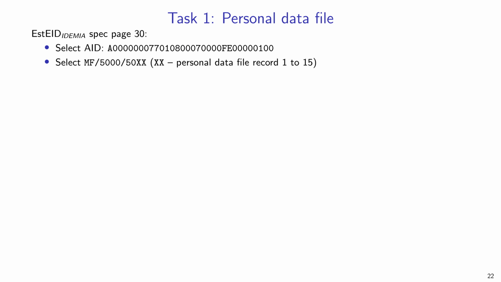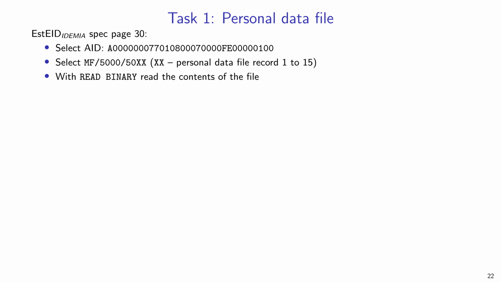Then we have to navigate to the specific personal data record file, which has this path. Using the select file command, we first select the master file, then this dedicated file, and then this elementary file, specifying the record number in the second byte of the file identifier. So you will need 3 select file commands to select this path. Once this file is selected, we can use the read binary command to read its contents.